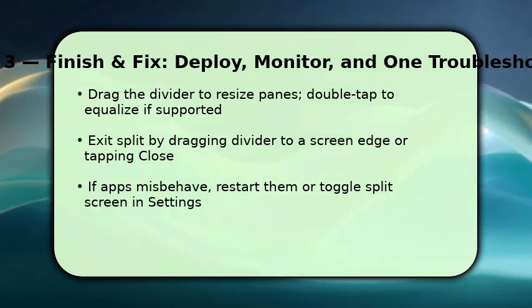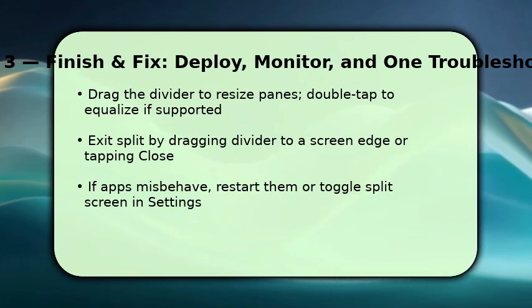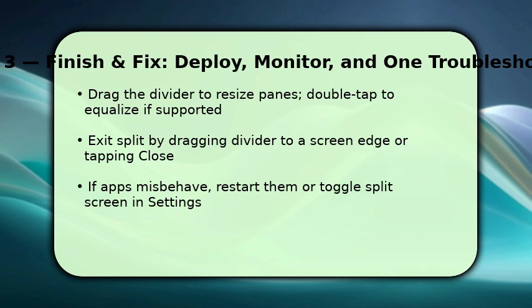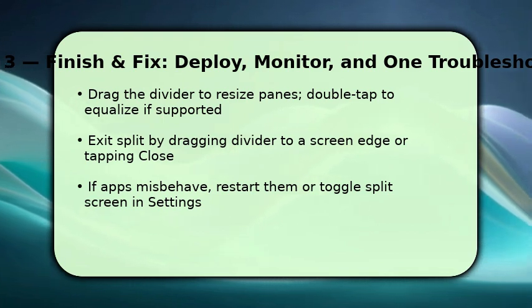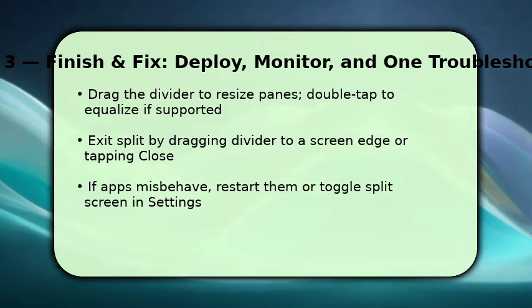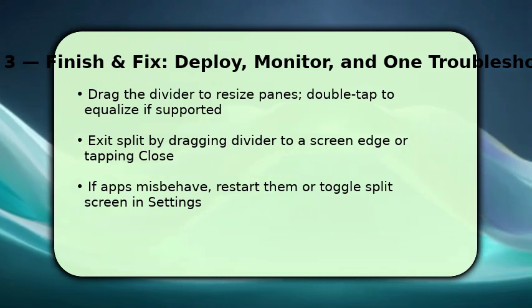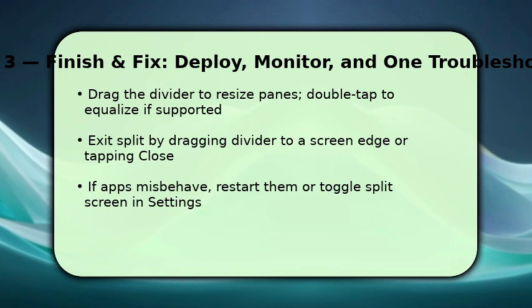To exit split, drag the divider to the top or bottom edge or tap the close control on the handle. The full screen app will remain. If an app freezes or refuses split, force stop and reopen it, or reboot the phone. This clears temporary issues and usually restores split screen function.